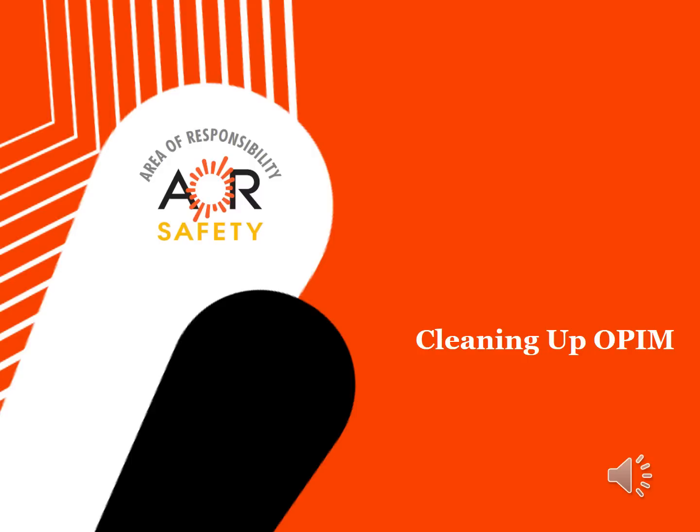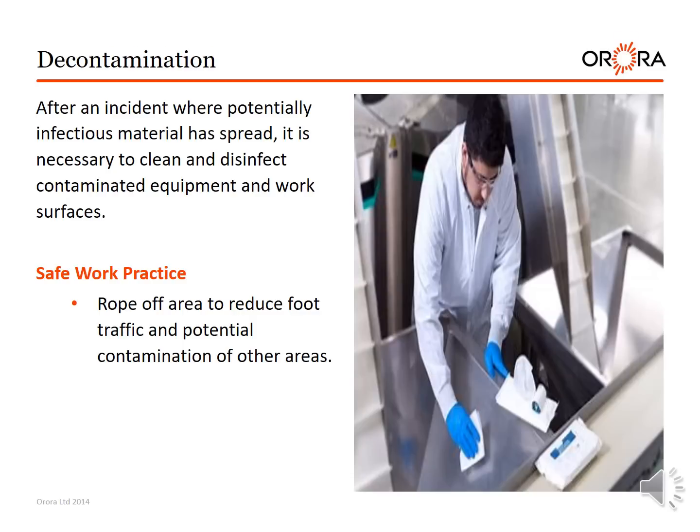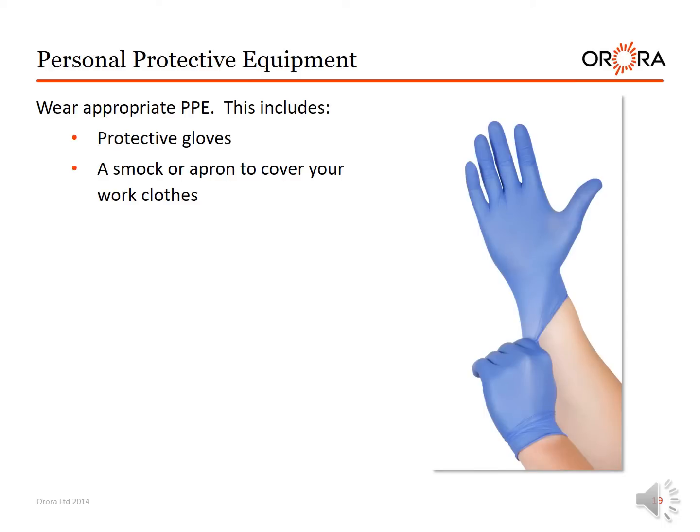Cleaning up OPIM. Decontamination. After an incident where potentially infectious material has spread, it is necessary to clean and disinfect contaminated equipment and work surfaces. Safe work practice: rope off area to reduce foot traffic and potential contamination of other areas. Personal protective equipment. Wear appropriate PPE. This includes protective gloves, a smock or apron to cover your work clothes. If any of your PPE is cut in the process, clean the area that was covered by the PPE, and replace it immediately.